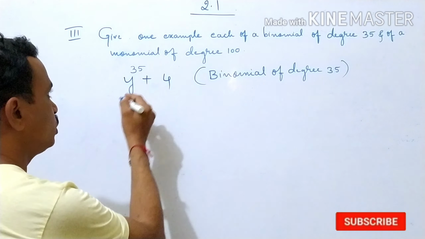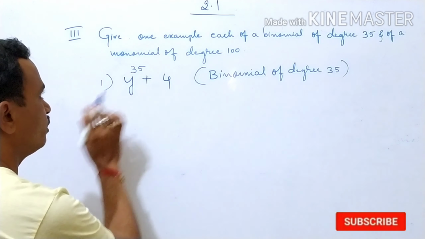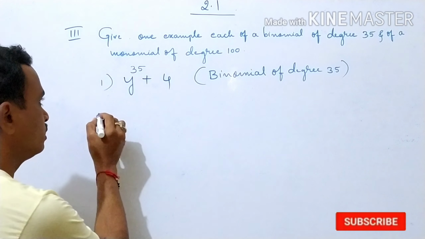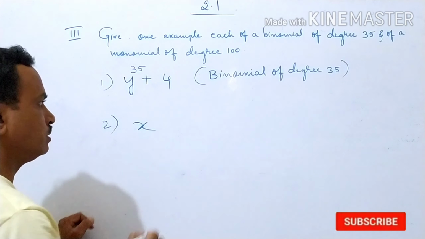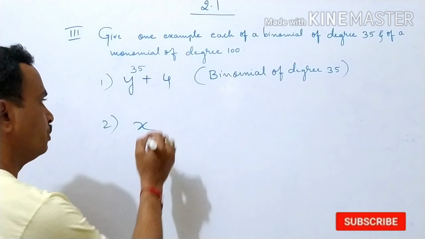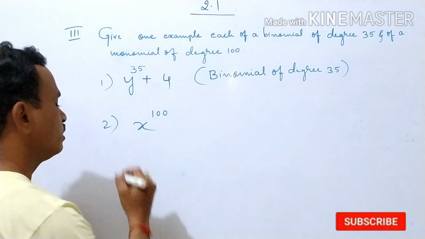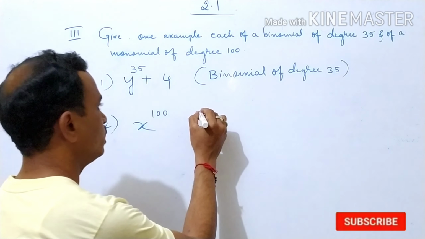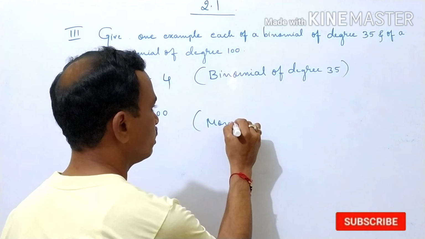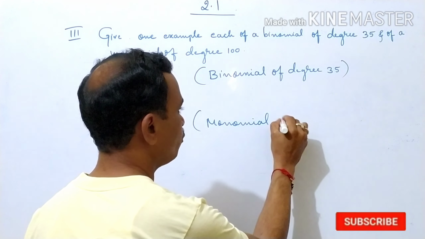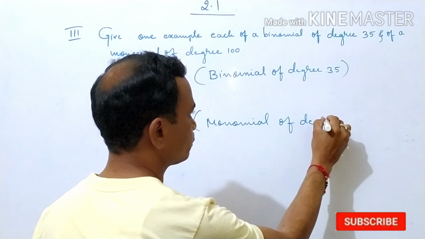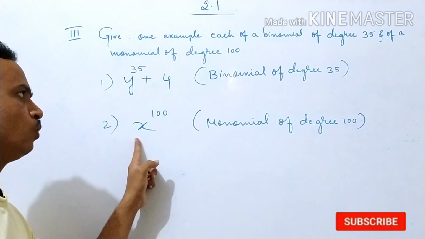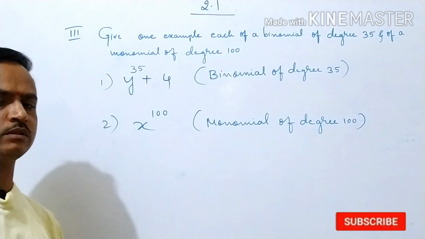Then next, one more example. This is the first point. Second point, what is given is a monomial of degree 100. So here we can take x. Mono means single. We want degree 100, so x to the power of 100. So this one is a monomial of degree 100. Mono means single term, one term, bi means two terms.